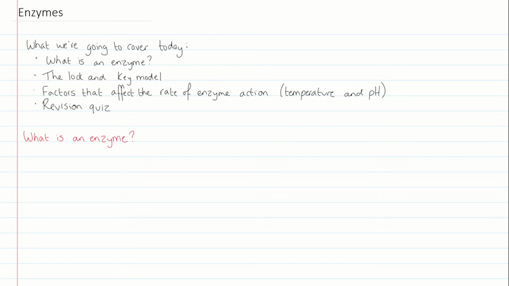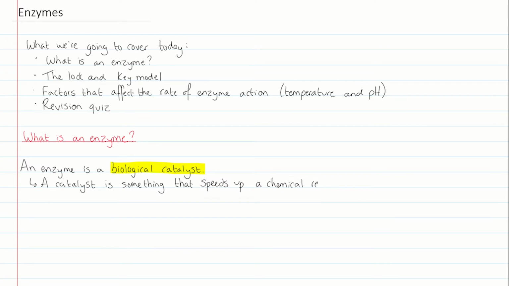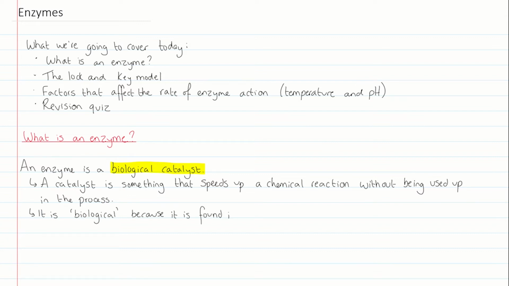What is an enzyme? An enzyme is a biological catalyst. A catalyst is something that speeds up a chemical reaction without being used up in the process. It is biological because it is found in living things. It is made of protein.